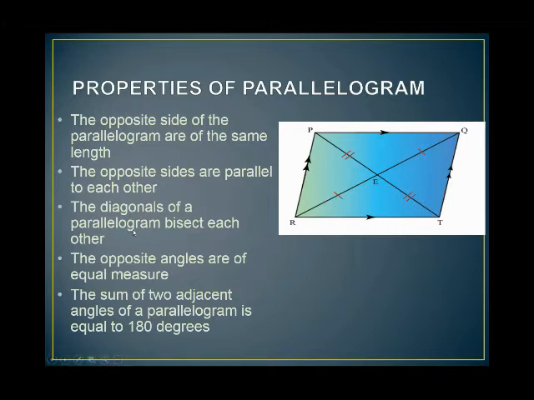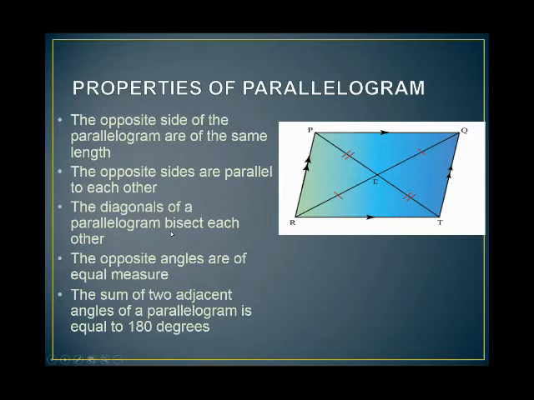So the next property is that the diagonals of a parallelogram bisect each other. As you can see, they have diagonals. So what are the diagonals? The line segments which join the opposite vertices are known as diagonals. So QR is the segment which joins two opposite vertices. That's why we say that it is a diagonal. And PT is the next diagonal. And the property is that the diagonals of a parallelogram bisect each other.